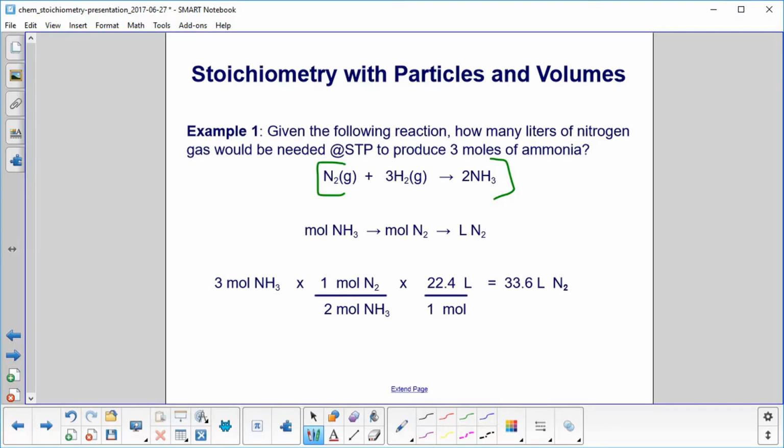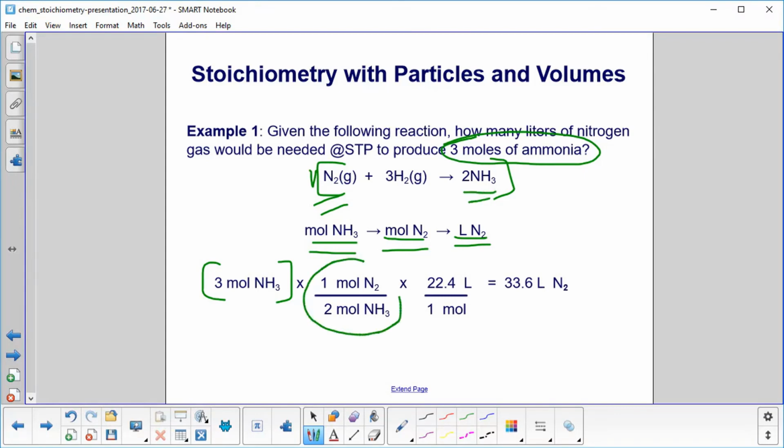So basically what we have here, we have moles of ammonia, which we have to convert to moles of nitrogen, and then convert that to liters of nitrogen. So we have 3 moles of ammonia. That's given here. Okay. Now let's look at our balanced equation. We have 1 mole of nitrogen, see there's a 1 in front here, for every 2 moles of ammonia.